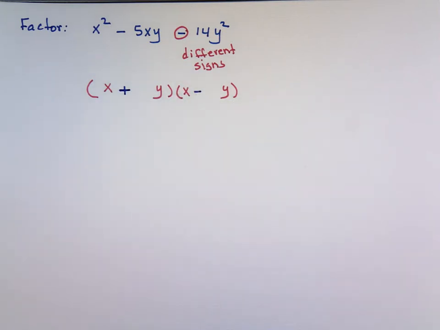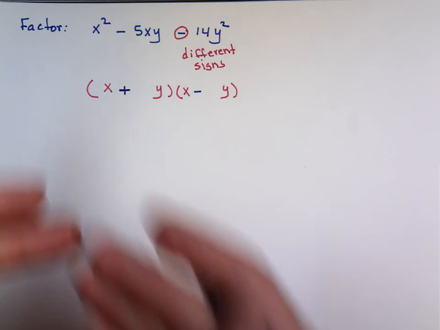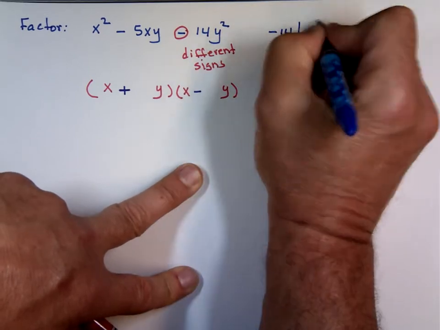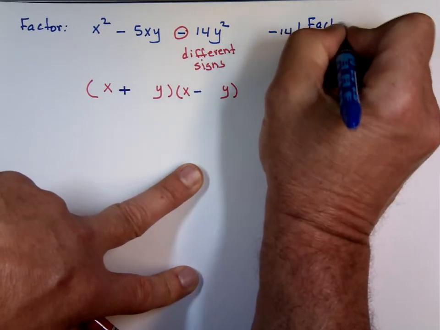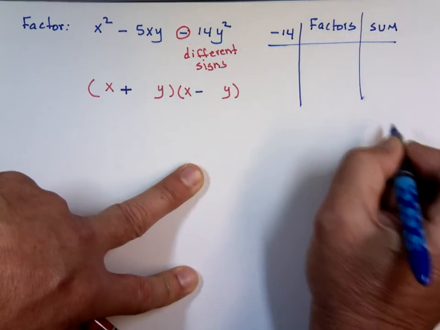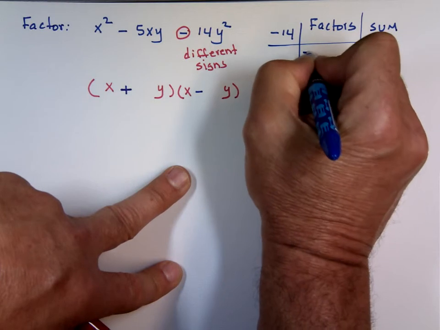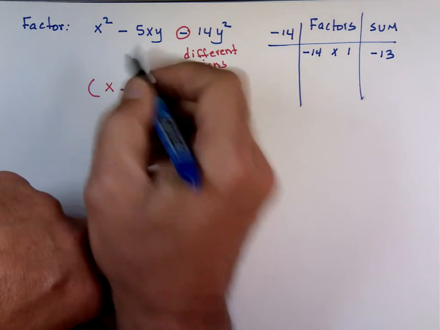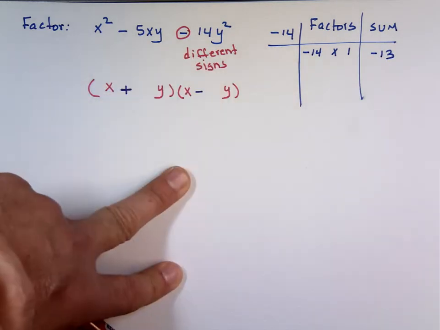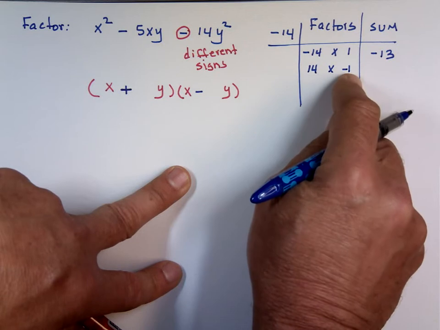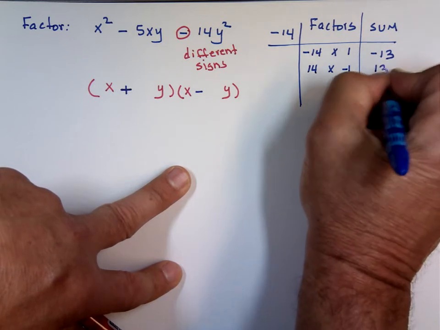That's when I go back and I look at the problem. Let's look at the negative 14. Let's list the factors of that and their sum. Negative 14 could be what? Negative 14 times 1. But when you add them, that's a negative 13, not a negative 5. It's not good. It could be 14 times a negative 1, but that only gives me a 13, which is not a negative 5.